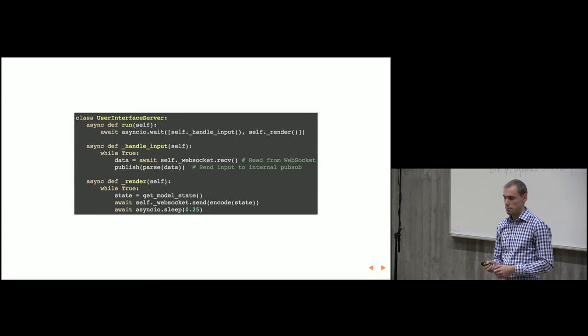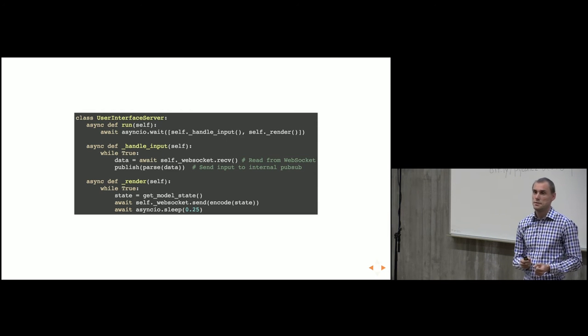And a little more complicated component could be a user interface server to which clients connect through WebSockets. So our UI clients are web applications, and they connect to the backend through WebSockets. So this user interface would run two loops. One of them is receiving input from the user. That's the first coroutine, handle input. And the second one publishes data to users.